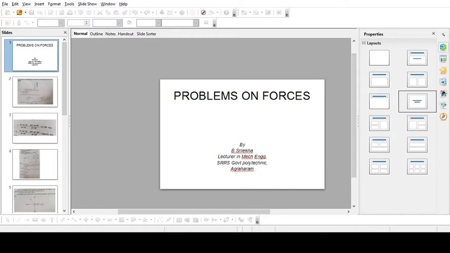Now in today's class, we are going to discuss a few problems based on Lami's theorem and method of resolution and all. So here we can see a problem. A circular roller weighing 500 newtons having radius of 200 mm hangs by a string AC of length 400 mm as shown in the figure. Find the tension in the string and the reaction of the wall.